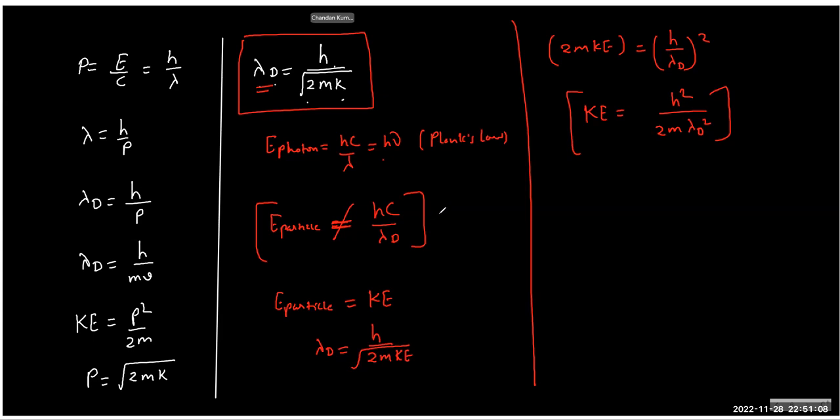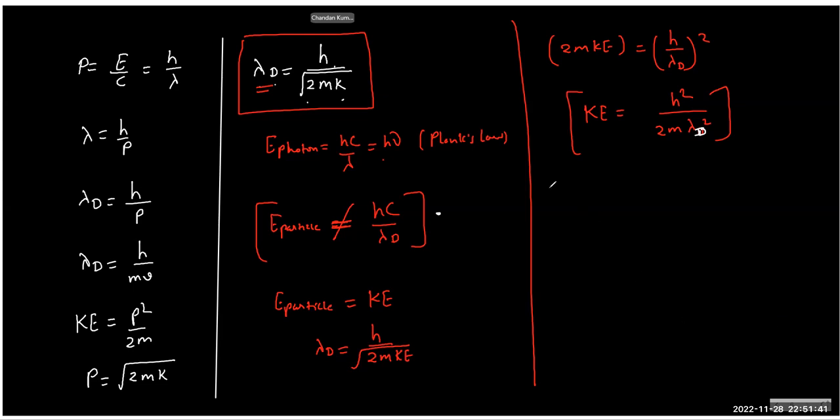Okay, anyway. So remember that when and what not to use. This is an incorrect relation. So when you write the energy of photon hc by lambda, don't use the same thing for the particle. A particle will have kinetic energy, and that's why the formula should be used the other way around. So given the de Broglie wavelength, they may ask you to find the kinetic energy. You have to use this simple relation. I hope this is clear to all of you. So do remember this.